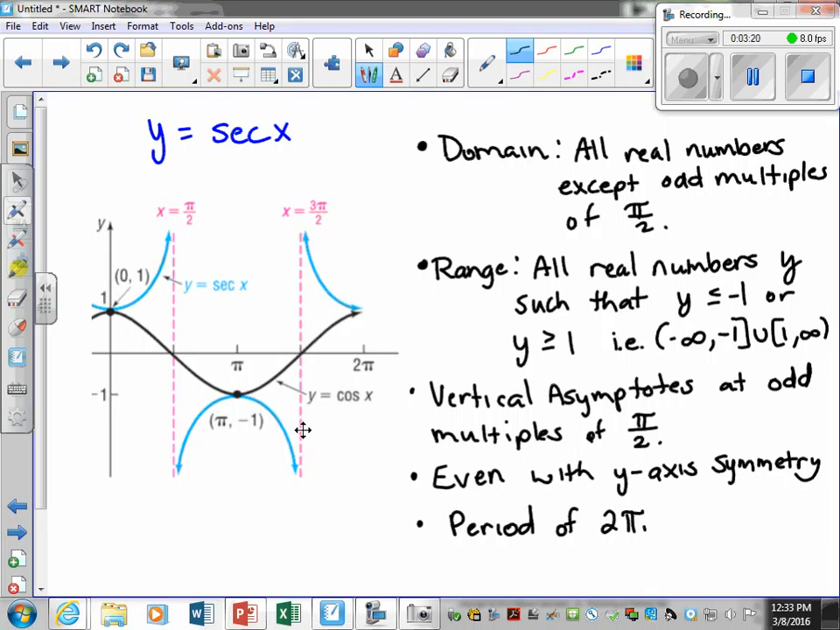And then the range is likewise, so from 1 to infinity, those are y values, and negative infinity to negative 1. That's represented right here in interval notation. Even with y-axis symmetry, basically that means if I folded my piece of paper right here in half, they would match on each side of the paper. Period of 2 pi. One full cycle of cosine happens in 2 pi, so with the reciprocal function, that's also going to be a period of 2 pi.